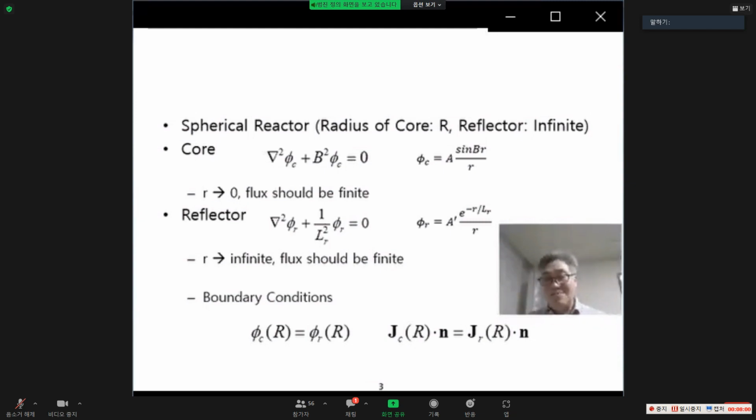The differentiated phi calculated from the core and the value calculated from the reflector should be the same. That means differentiable. So the first equation is the continuous condition, and the second equation is the differentiable condition. If you are not accustomed to this kind of expression, continuous condition and differentiable condition, you have to look up a mathematical handbook.